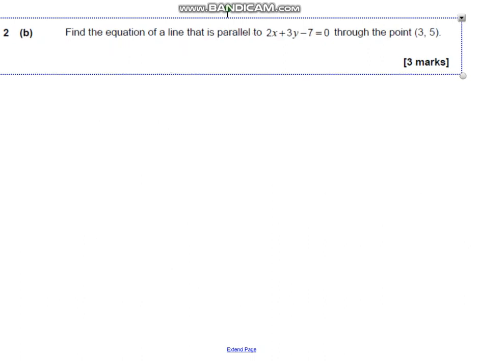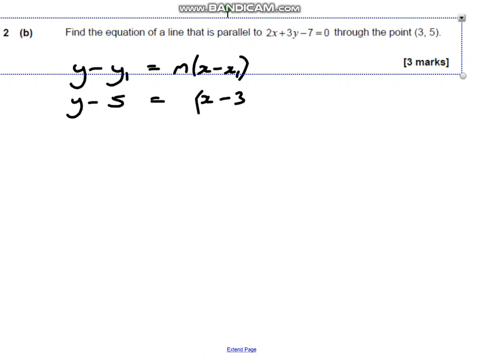Okay, on to part B. Find the equation of a line that is parallel to the line we've just been working on through the point 3, 5. So it's parallel to it, it's got the same gradient as the line we were just working on. So we can certainly say for this that y minus y1 is going to be equal to m(x minus x1) as before. Make sure we've got that formula buried in our brains. So we've got the point that we're going through, and our gradient is the same as what we had in the first part, which was minus 2/3.